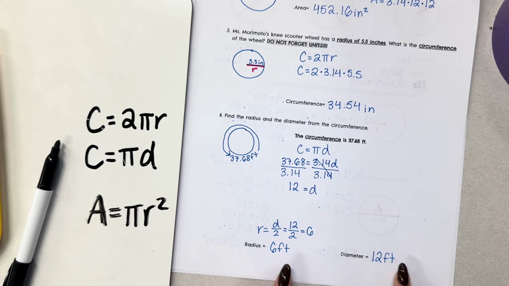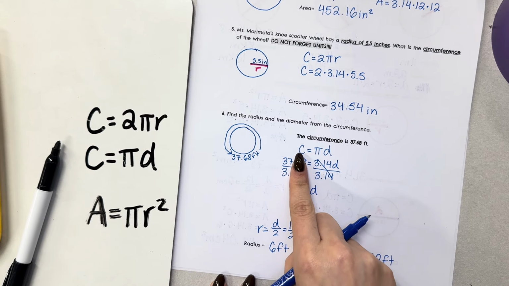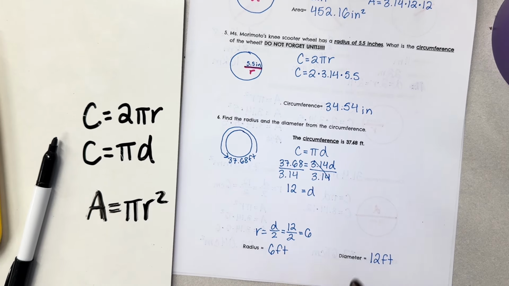Again, I'm not squaring these units because it's not area. It's just 6 feet and 12 feet. Just remember, you are plugging in the circumference for C and then solving the rest of the way.